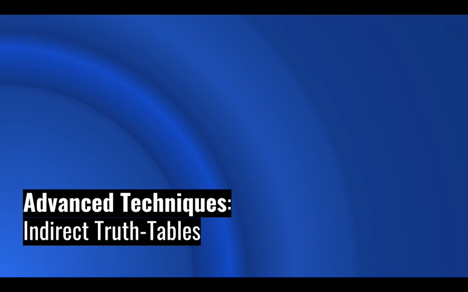Okay, let's cover some quick advanced techniques for truth tables. These are called indirect truth tables. And maybe the main reason I like to teach these is because sometimes you want a quick way to check if your larger truth table, your more formal truth table, is accurate. And so this is a nice little, slightly less formal way of addressing this question.